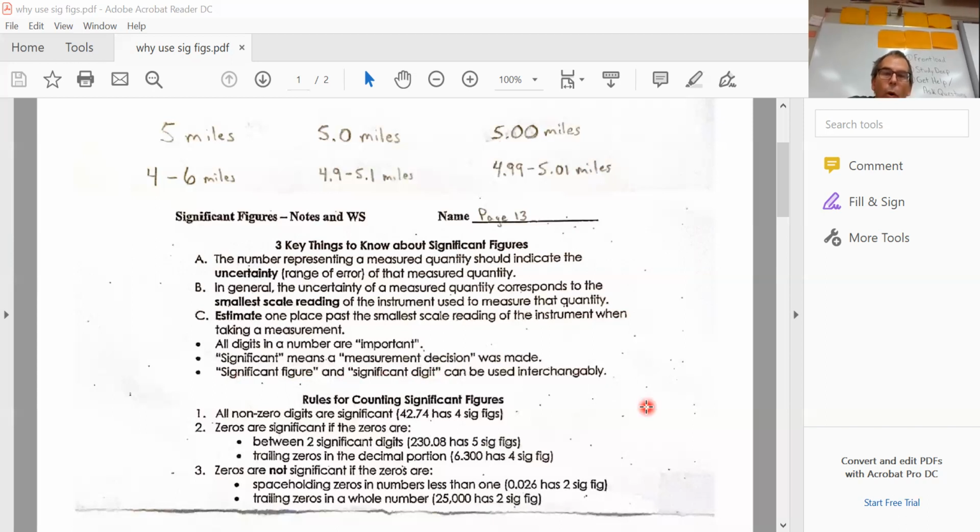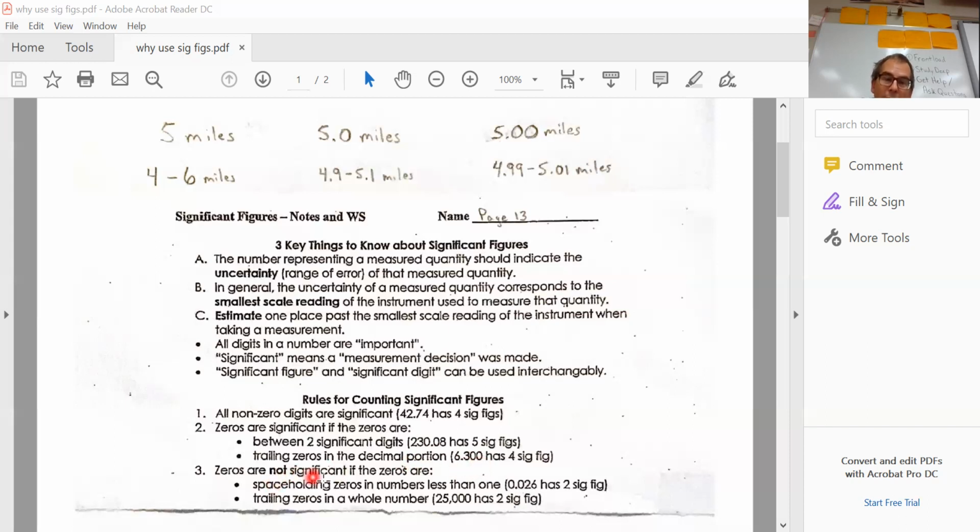Okay, so let's just go to one more example down here. You'll see that all non-zero numbers are significant figures because their measurement decisions were made. Here, you have 230.08. It's not 231, it's not 239. Zeros that are sandwiched are significant. Trailing zeros in a decimal are significant. It's not 6.301 or 6.302 or 6.299, just so happens to be 6.300.